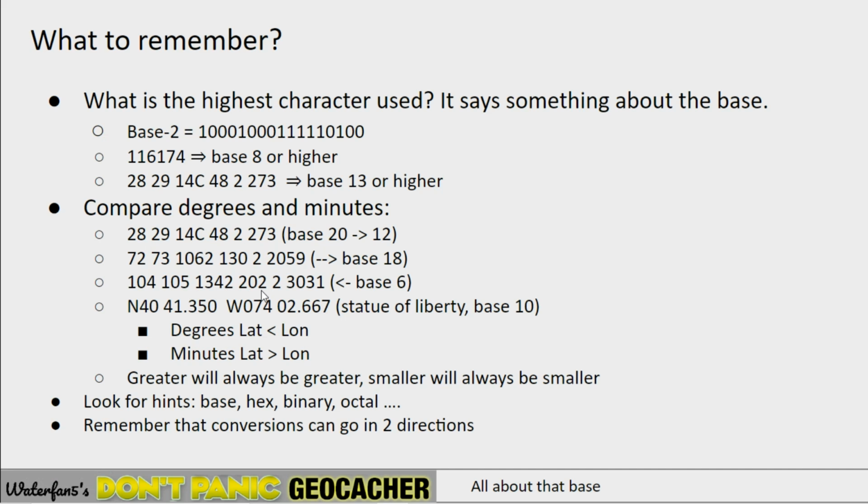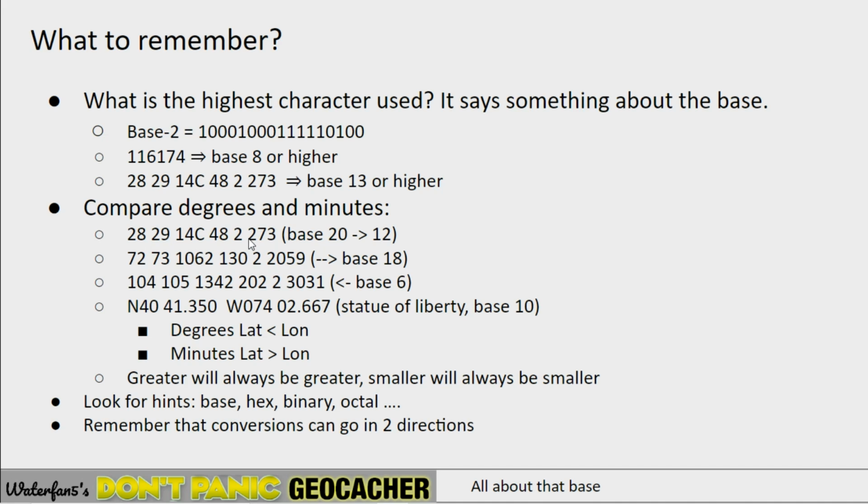104 and 202, 140 and 74. 140 was higher than 74, 104 is lower than 202. And that is the case in all these base conversions. It doesn't matter which ones we do. The same for the minutes. In this one, we see that the minutes are higher for the latitude compared to the longitude, and the same is true after the base conversions as well. So this is something that you can recognize and look out for.